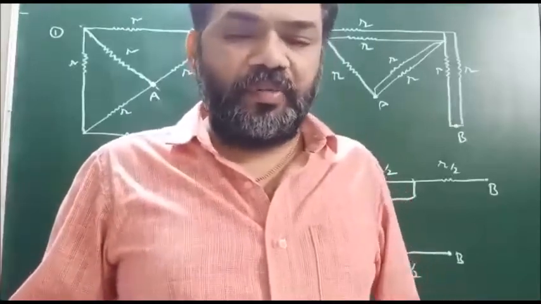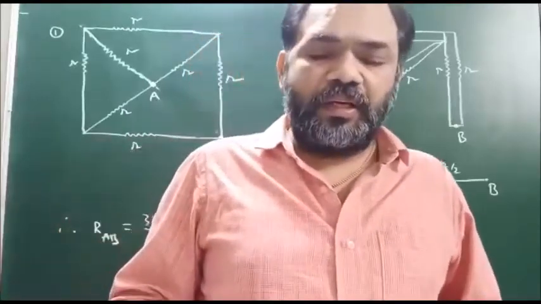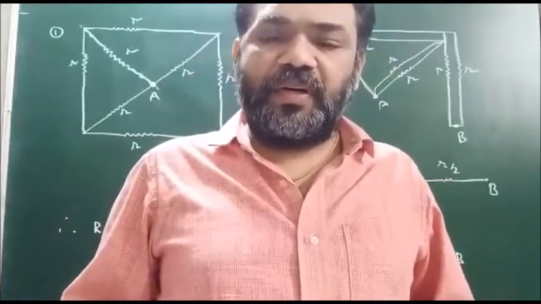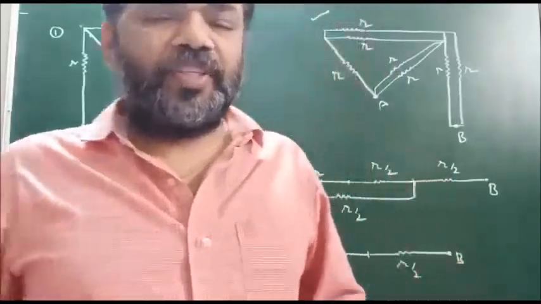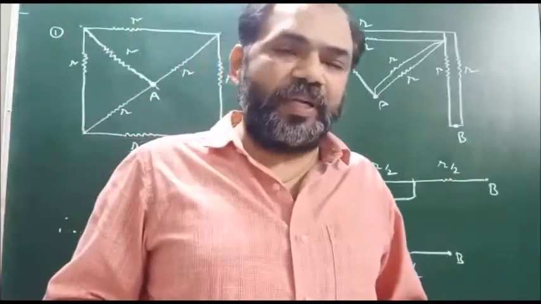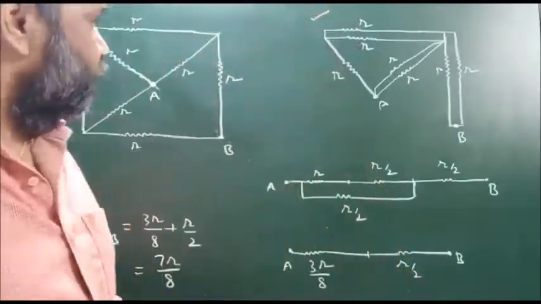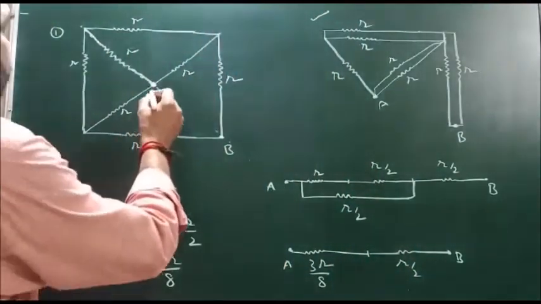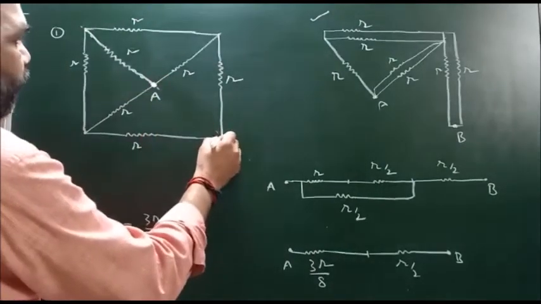Today we'll discuss the physics part in the assignment which was conducted on 7/9/2020. In that, the first question: the equivalent resistance between A and B in the given figure is dash. The given figure is this one. Here they asked the equivalent resistance between A and B.